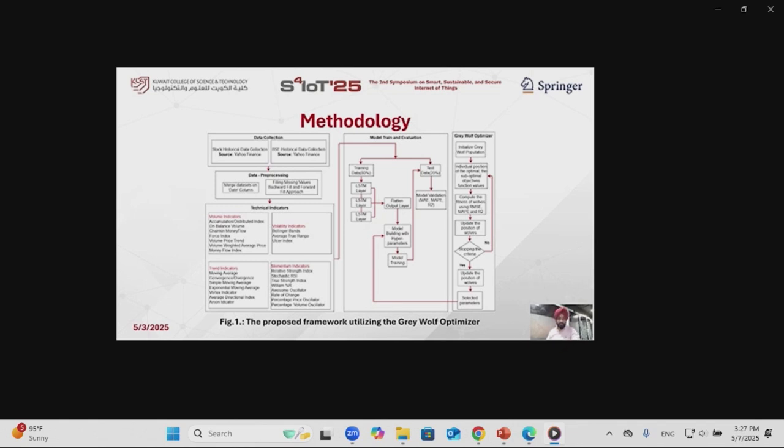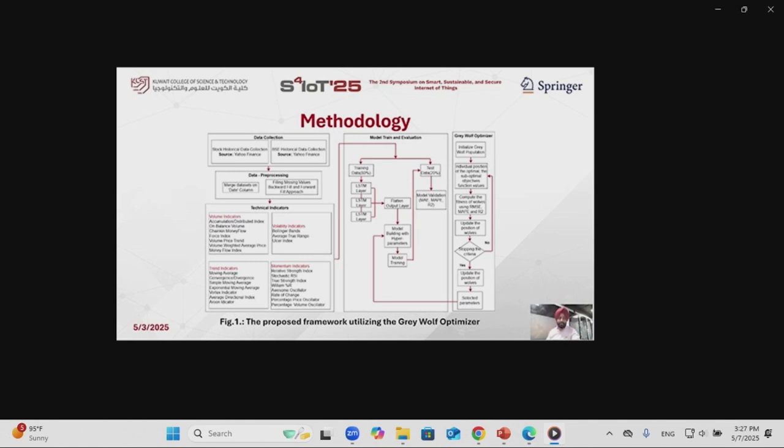We use data collection from two sources. One is the historical data of the stock. The second one is the index data, BSE. We merge the data on the basis of date. We pre-process the data and fill missing values using a backward fill or forward fill approach.